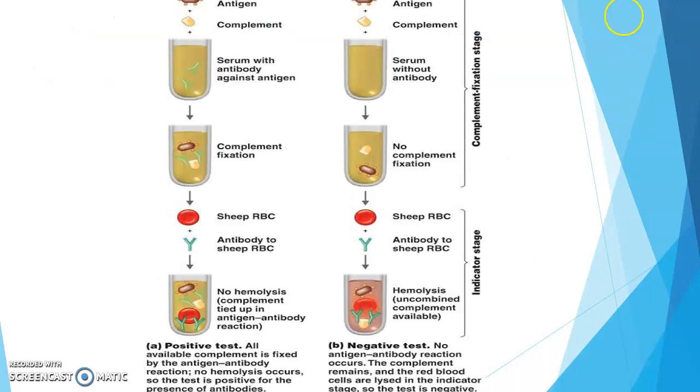In this slide, you can see that antigen plus complement plus serum with antibody against the antigen is present in the test tube. Next, we see that in this test tube, complement fixation occurs. Then, sheep RBCs are added with antibodies to sheep RBCs, and in the test tube we see that no hemolysis occurs, which gives a positive test.